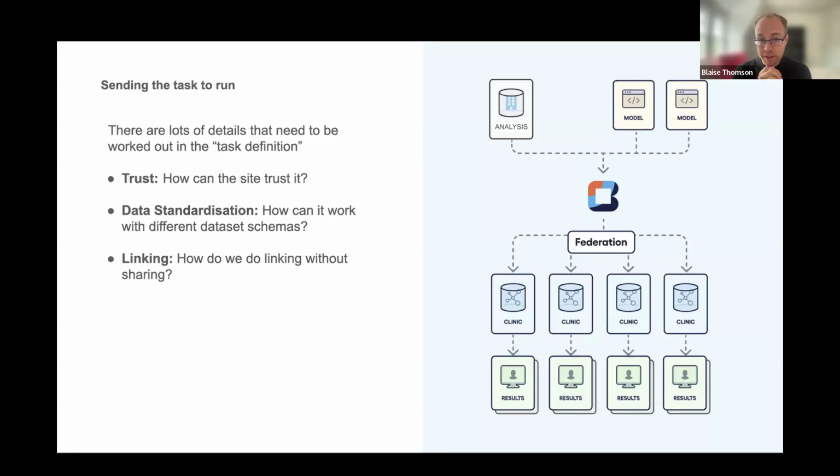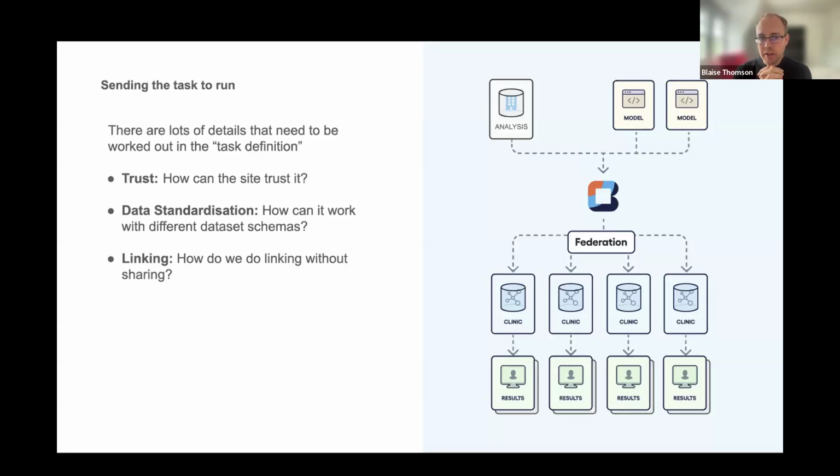Then there's a question of data standardization. Oftentimes different clinics or different hospitals might have different data set schemas, even though they're referring to similar underlying data. And so if you want to do this federated analysis, you do need to find some way to do a standardization. And then there's a question of how you do that appropriately in a federated world.